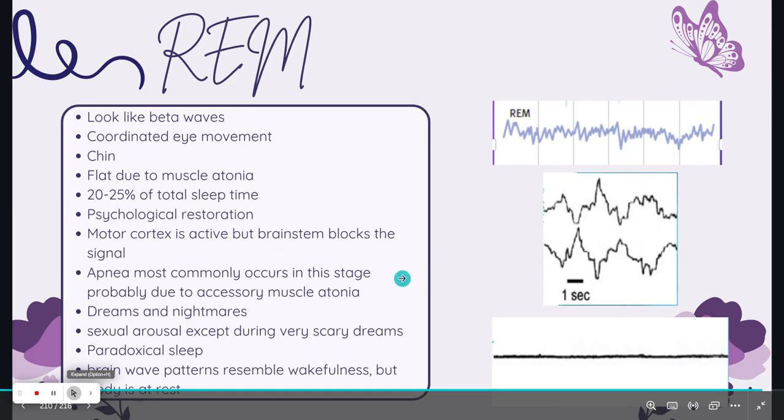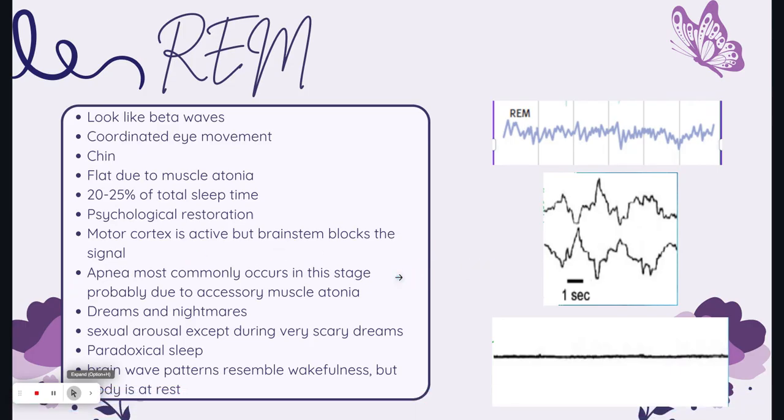This is also the stage where sleep apnea is most common. We'll be talking about that when we talk about sleep disorders in our last one. It's the stage where we have the most dreams and nightmares. This is kind of a weird fact, but sexual arousal happens to pretty much everyone all the time when you're in REM. It's not anything that you can control, and it happens no matter what kind of dreams you're having.